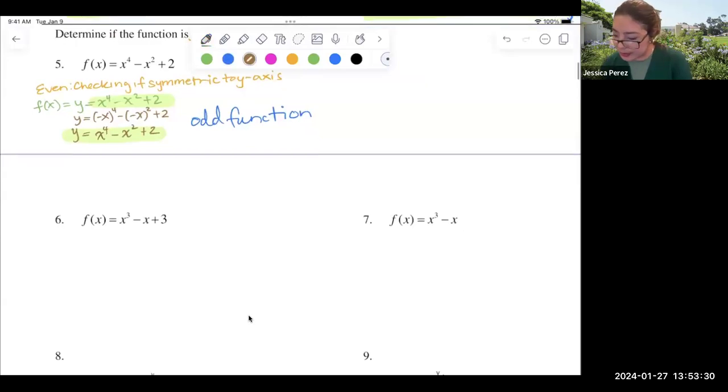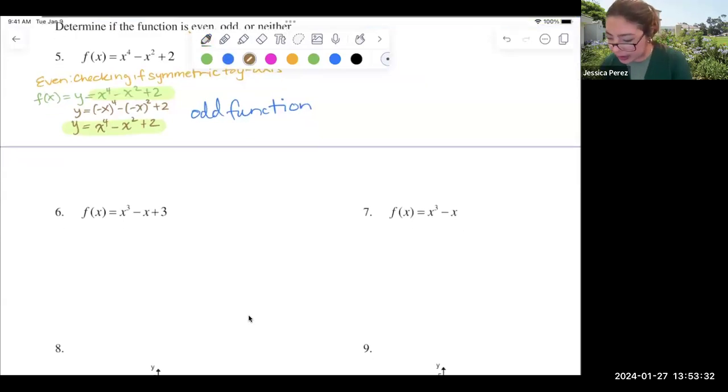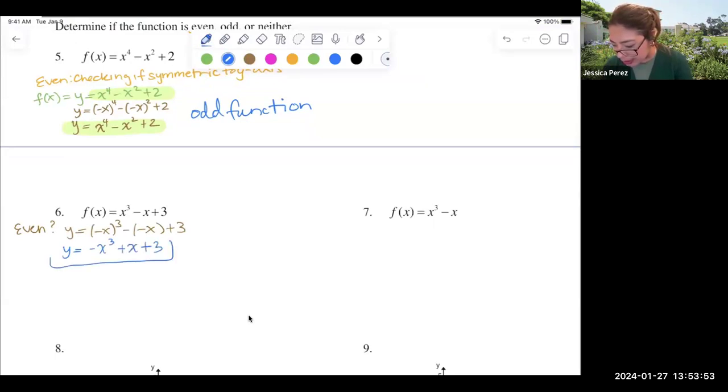So for this one, I'm going to check, of course, if it's even first. Is it even? Well, that means y equal negative x cubed minus negative x plus 3. I'm checking, so I have to change x to negative x, and this gives me y equal negative x cubed. It's still negative x cubed, and then minus minus, that's a plus x plus 3. So then notice that they're not the same equation, so no, not even.